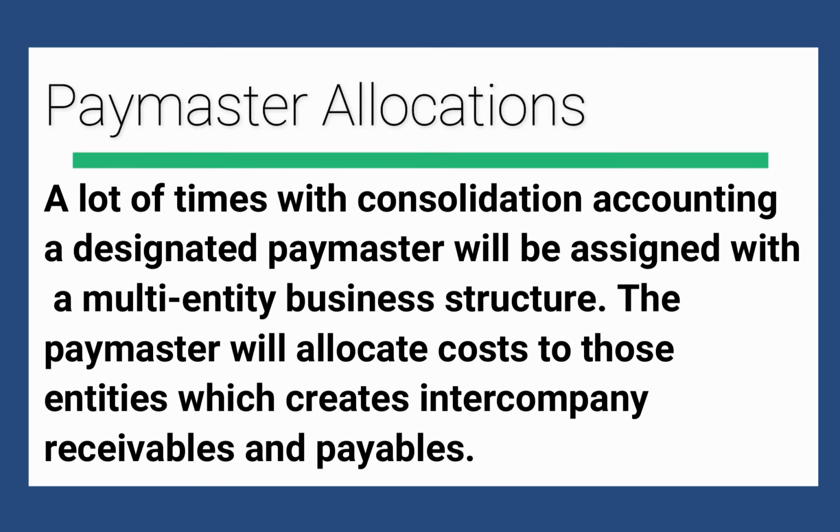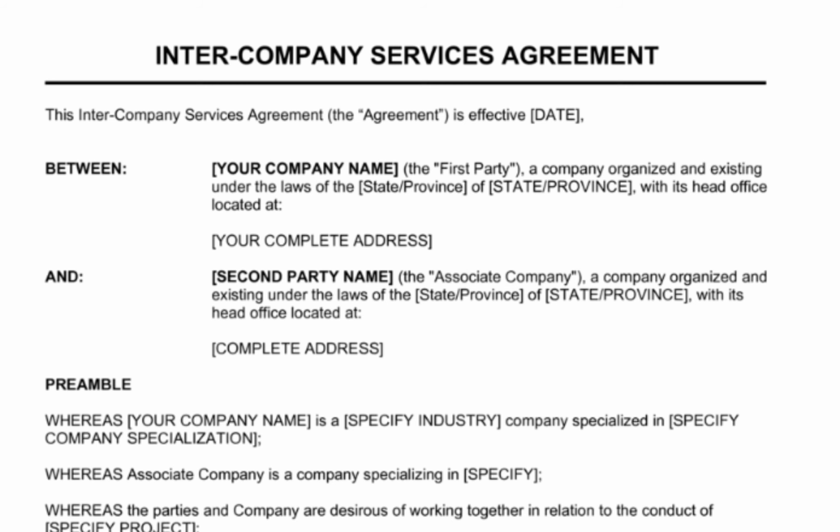They are going to be the entity paying payroll. They are the entity that's going to be paying a lot of the accounts payable. And when you have that situation, that paymaster is going to allocate those expenses to other legal entities within the consolidated financial statements. One, you're going to want to have service agreements in place to identify what costs are being allocated to what entities. That's clean, that sets proper expectations.